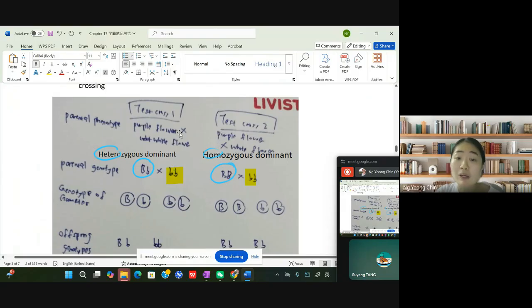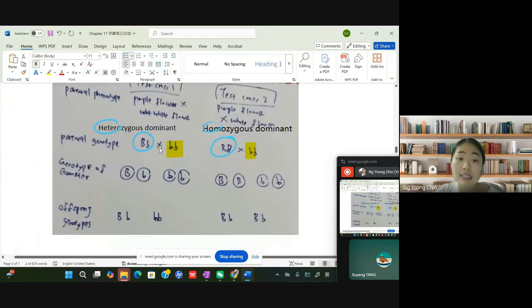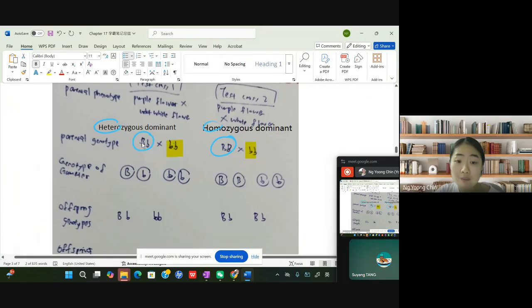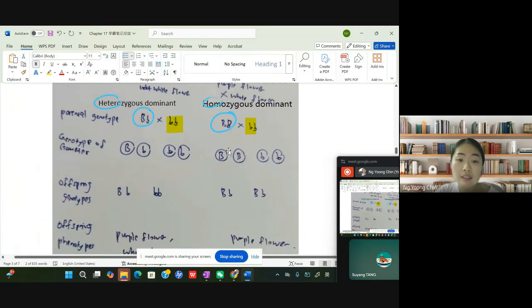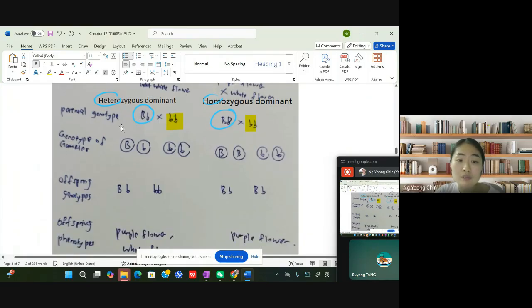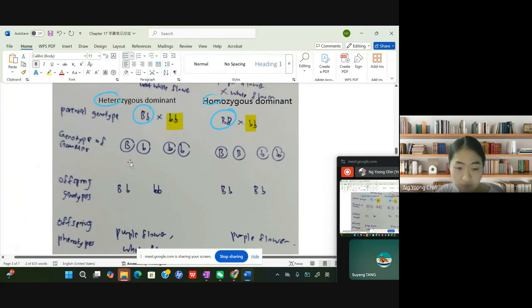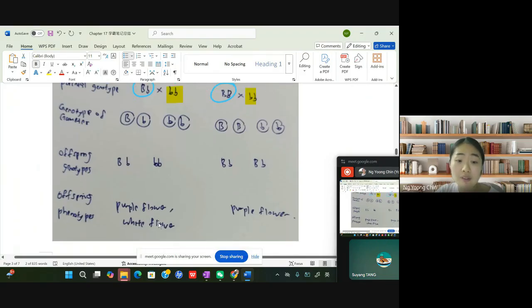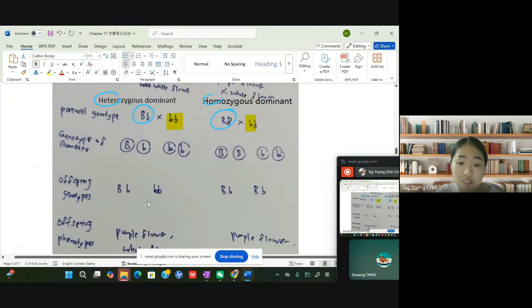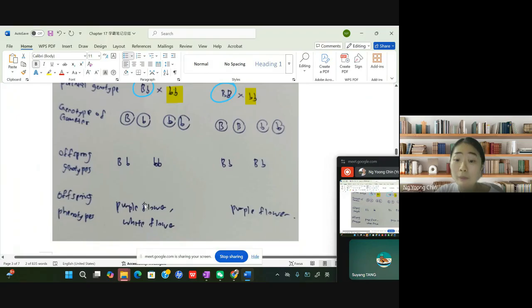You are not sure whether this purple flower is homozygous or heterozygous. So that's why it must be crossed with the white flower first, which is both small b. So you have the heterozygous, one big B, one small b, and the homozygous, two big B. After you cross, you produce the gametes and the offspring. So you have the purple flower and white flower, which means about 50% belong to purple flower, 50% belong to white flower.